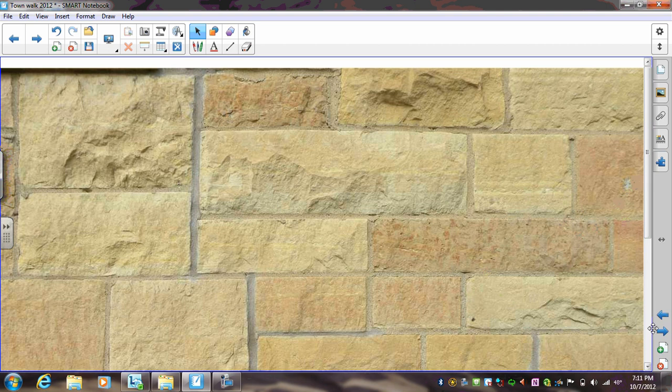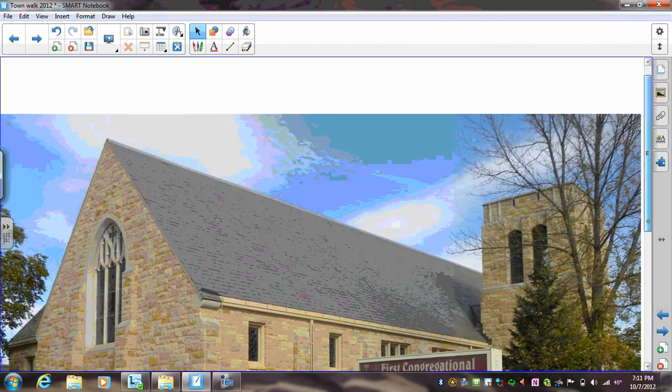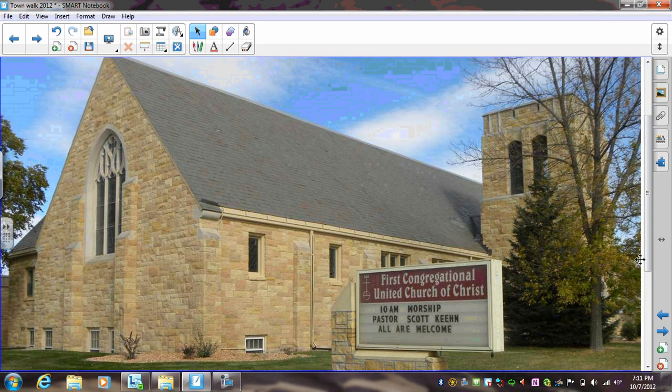A little bit of story about this type of rock. This rock is one of the more famous rocks that are used for building stones here in Minnesota. It's called Kasota stone. Kasota is named after a town in southern Minnesota where a lot of this rock is quarried. My question to you would be, can you find other examples of this particular rock in Alexandria?